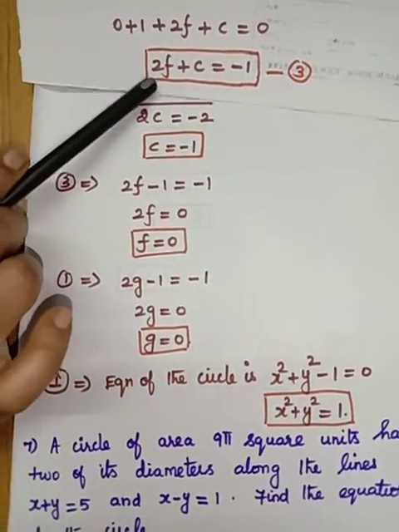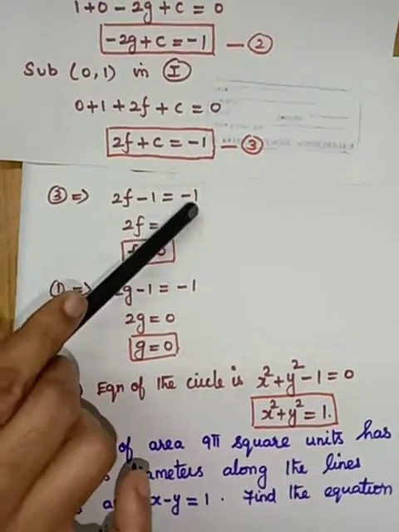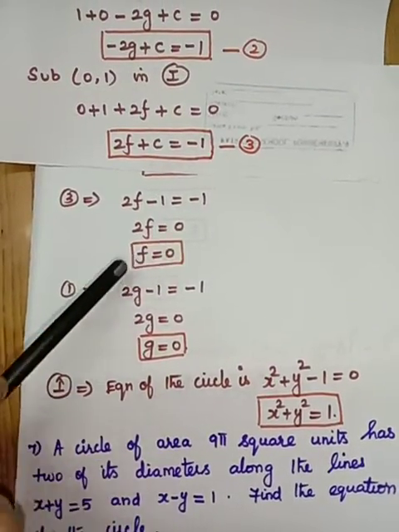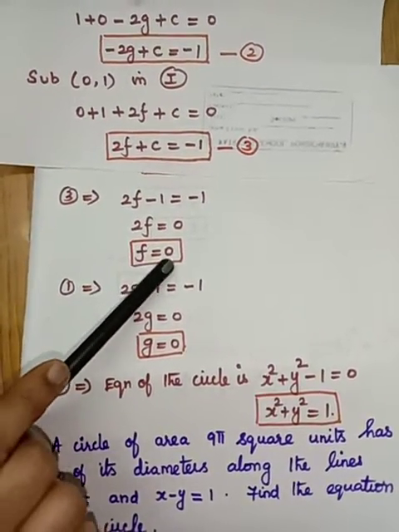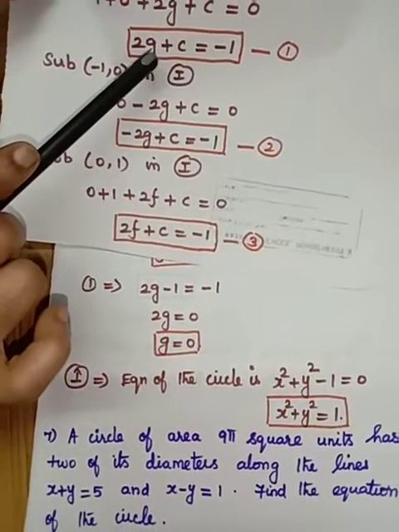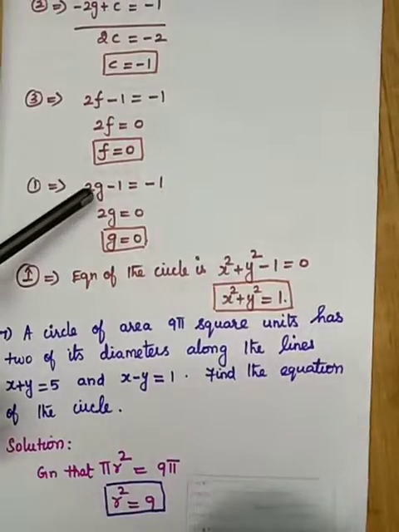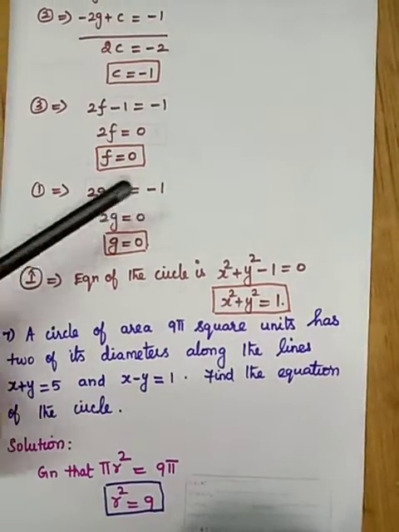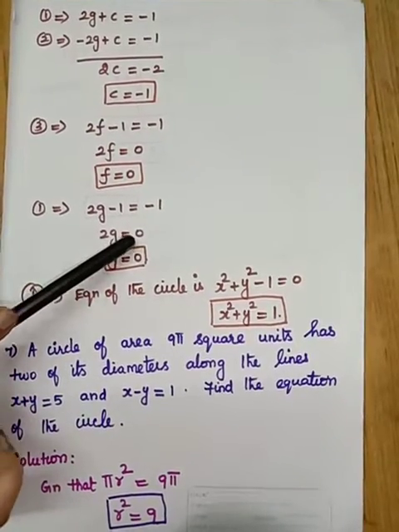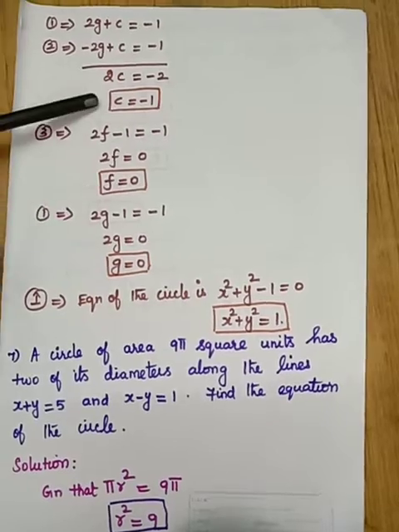When you substitute in the third equation, see that 2f minus 1 is equal to minus 1. Minus 1, when you take it to the right side, is plus 1. It is equal to 0. So f is equal to 0. The same value c is equal to minus 1 has to be substituted in the first equation. So 2g minus 1 is equal to minus 1. So minus 1, when you take it to the right side, it is plus 1. So it will become 0. So g also 0. So we have found g, f and c.